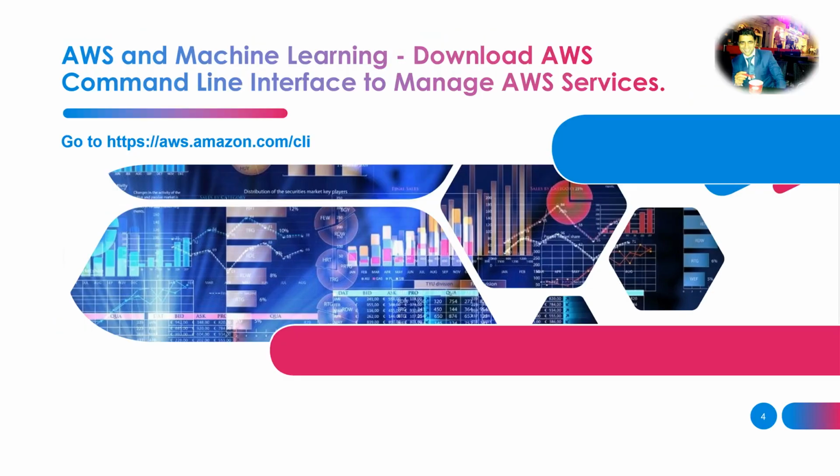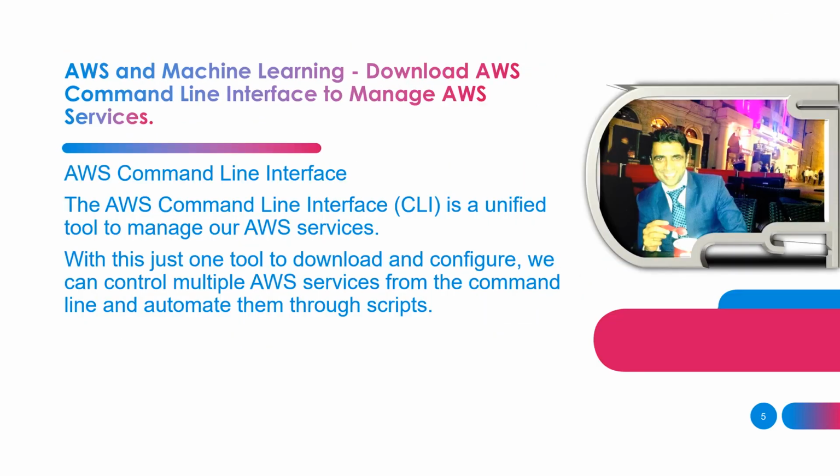To download AWS Command Line Interface, we need to go to aws.amazon.com/CLI. Just to remind you that the AWS Command Line Interface, CLI, is a unified tool to manage our AWS services. With just one tool to download and configure, we can control multiple AWS services from the command line and automate them through scripts. So this is a really useful tool.